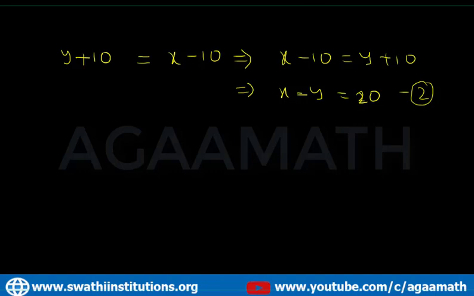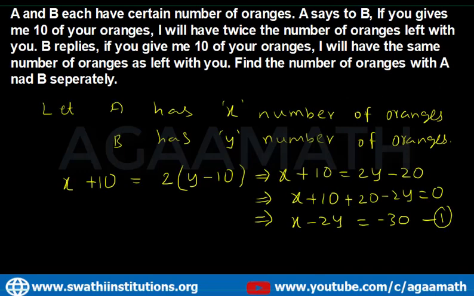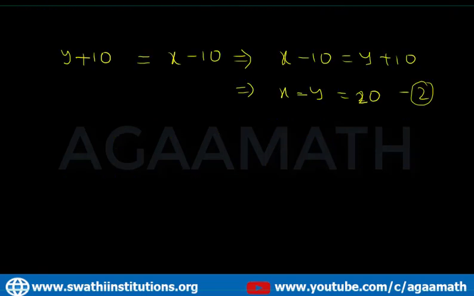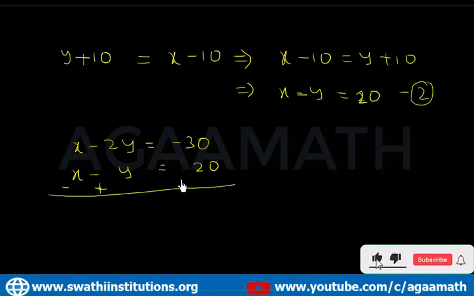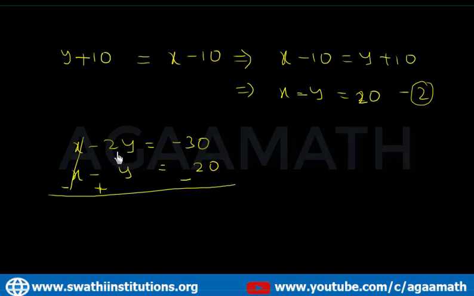What is the first equation we have? x minus 2y equals minus 30. Let us write x minus 2y equals minus 30, and the second equation is x minus y equals 20. Let me simplify here. To eliminate x, I would like to change the signs, like doing subtraction, so that these get cancelled. Minus 2y plus y becomes minus y equals minus 50. So minus minus got eliminated, so y equals 50.